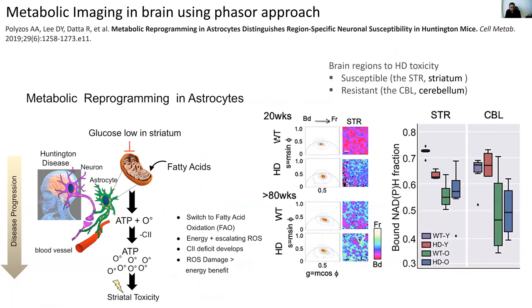So they looked at Huntington and wild type, young mice, comparatively 20 weeks, and old mice greater than 80 weeks. And if you look at the striatum, you see a huge difference between the wild type and the young Huntington mice. But in old mice, there is not much change. This is sort of shown here. In striatum between the wild type and the young, in the Huntington disease, there's a huge change in the bound NADH fraction. However, this is much less in old mice. But in cerebellum, which is resistant to Huntington disease, you don't see these changes.